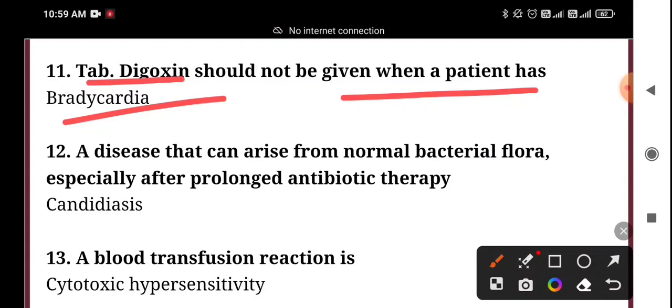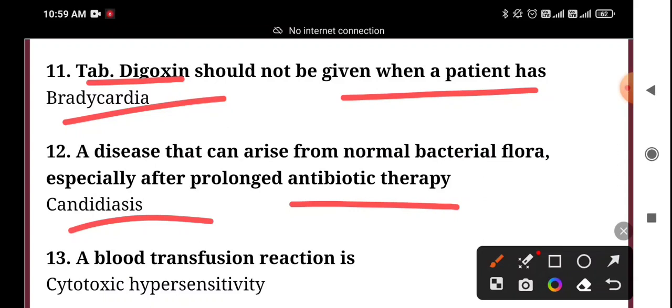So next question. A disease that can arise from normal bacterial flora, especially after prolonged antibiotic therapy. The disease that can arise from normal bacterial flora after prolonged antibiotic therapy is called candidiasis.